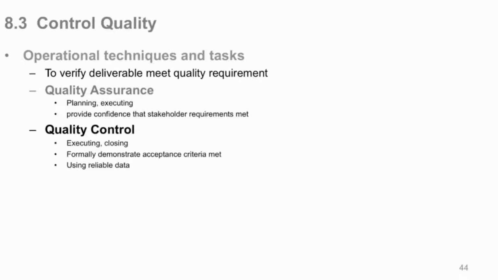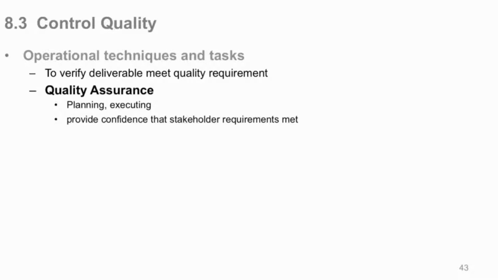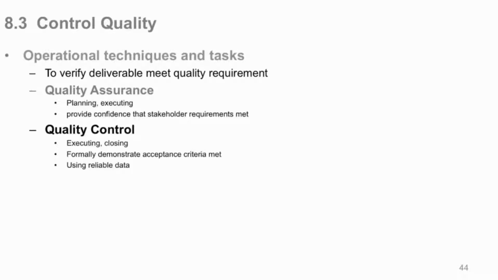Quality control, where we are now. Let me just go back there and clarify that. Quality assurance, I should have put this on here. This is 8.2 that we just talked about. That is where you plan and execute and provide confidence by your improvement plans. Now we're in quality control where we execute the quality metrics we measure. We formally demonstrate that the acceptance criteria or metric has been met. And you do that using reliable data, which are your metrics that come from the plan.